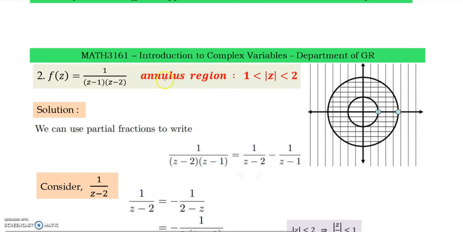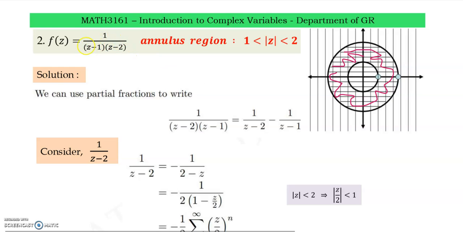What is the annulus region? The annulus region means the region in between the two circles. We have to find the Laurent series of the function in this annulus region, so we have to make use of this condition to write the terms in series. As usual, write this function as 1 by z minus 2 minus 1 by z minus 1 using the partial fraction method, as we did earlier, because I'm taking the same function, only the region is different.